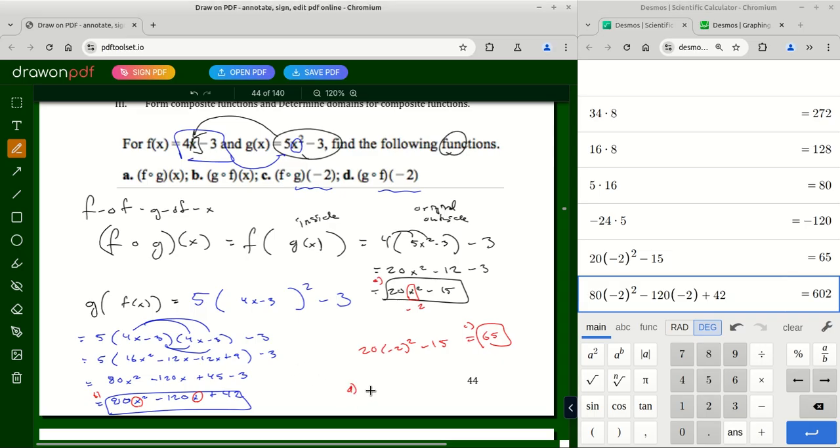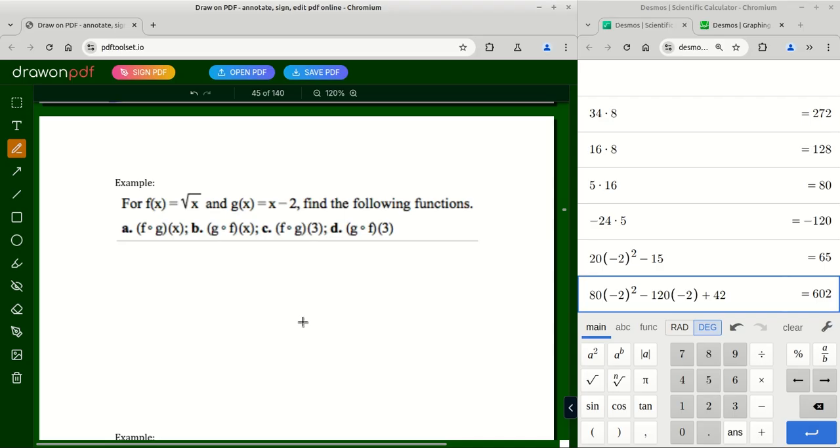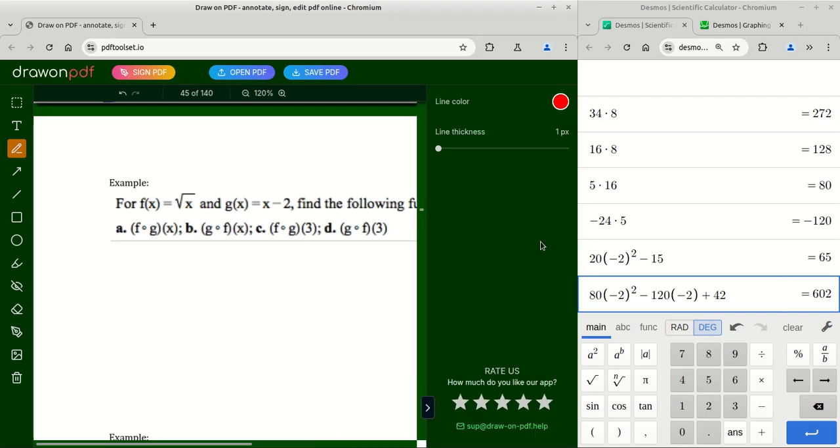Part D. There you go, calculator. Oh my goodness. Okay, we did it. Are we done? No, we're not done. Do it again. This one's way easier, actually. It's so much easier. But back to black.